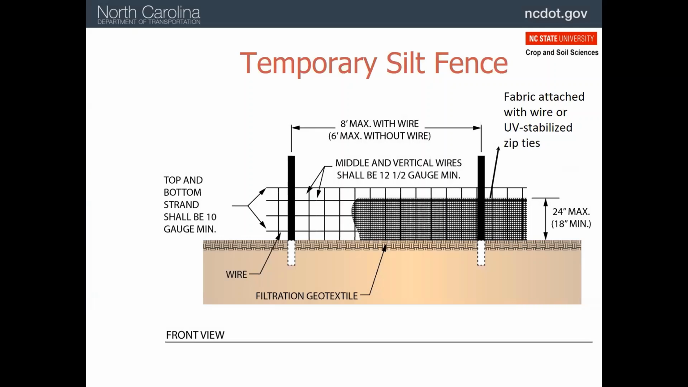Silt fences are supported by 5-foot steel posts with 2 feet in the ground. Silt fence material should be 3 feet wide, and 1 foot should be buried in the soil, leaving 2 feet to be attached to the posts. Posts should be 6 feet apart, unless there's a wire fence backing, or hog wire, we call it, in which case you can go 8 feet between posts.